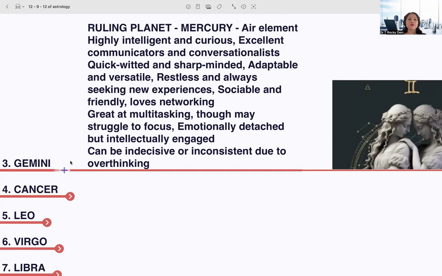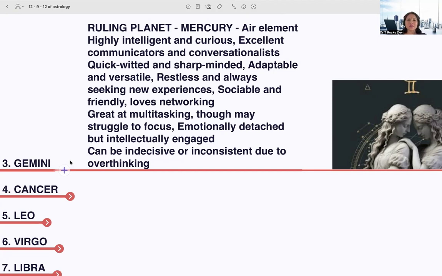They are witty, so they always seek to learn new things. Sociable and friendly, they love networking with people. Great at multitasking because they think very fast, though they may struggle to focus. They may find it a little difficult to focus on one thing because they are able to think of so many things at the same time.